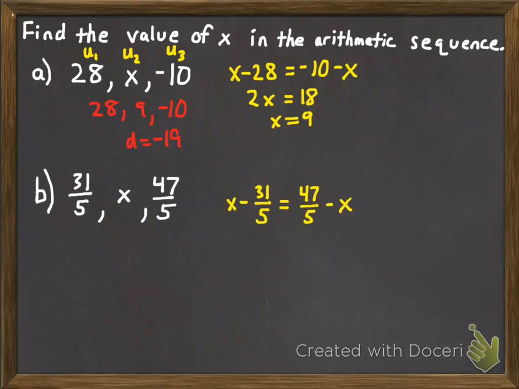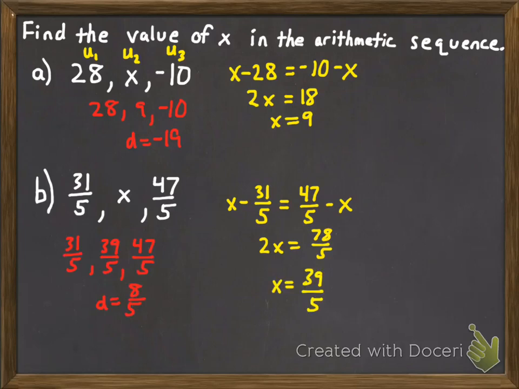All right, so second term minus first term, third term minus second term, those differences are equal. You'll end up with 2x is equal to 78 fifths. And then in this case, let's multiply both sides by 1/2, so that'll make this fraction easier to handle. And half of 78 fifths is going to be 39 fifths.